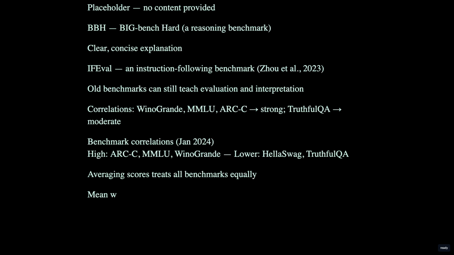HELM avoids simple averaging of scores and instead uses mean win rate. That measures, for each pair of models, the fraction of scenarios where one model gets a better score than the other, then averages those fractions across scenarios to emphasize head-to-head superiority.